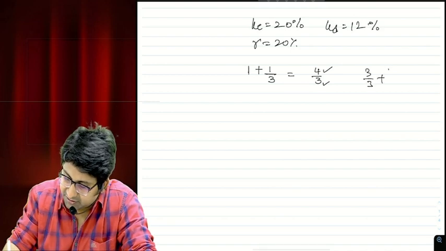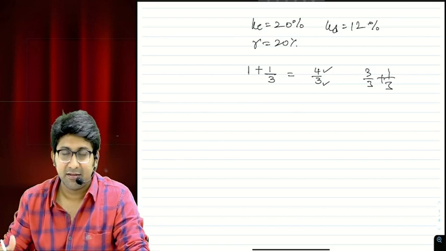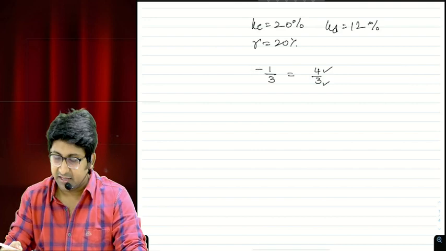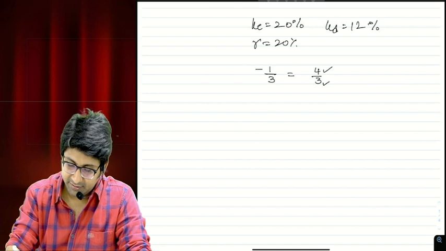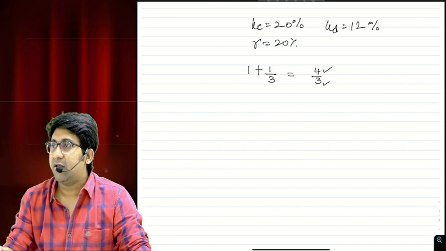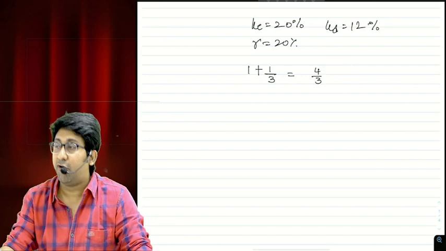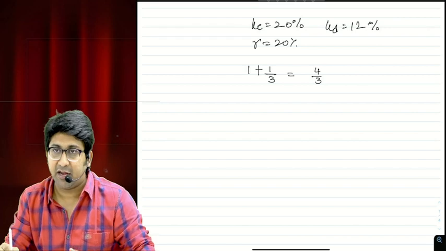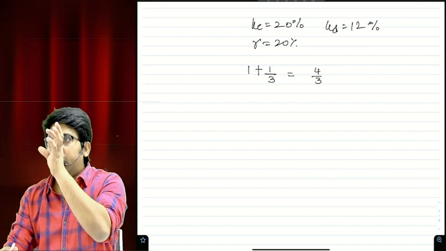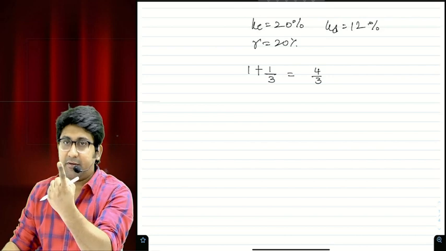3/3 plus 1/3 here. 3 by 3 means how much? Okay. 1 plus 1 by 3 will be how much totally? 4 by 3. 4/3 we will call generally. What is the real meaning of 4/3? Of 1 rupee in 4 pieces, 3 pieces belong to equity, 1 piece belongs to the debt.